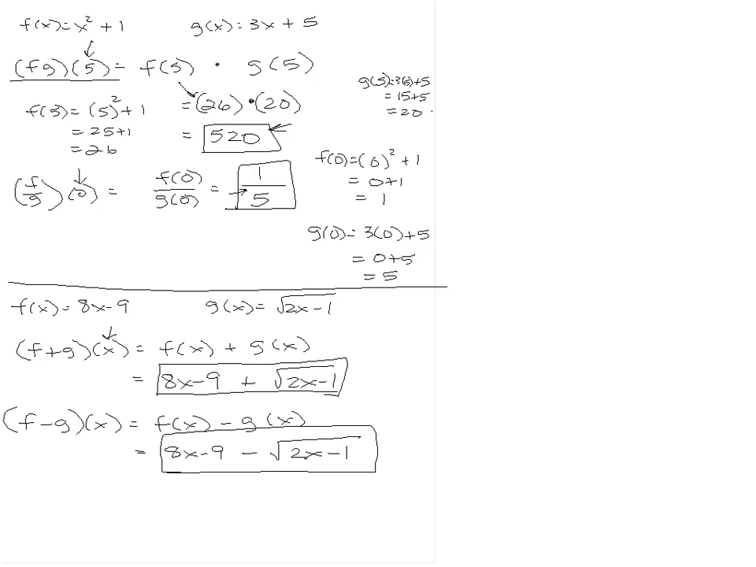Okay? So what if I had f times g of x? Well, that's f of x times g of x. So that's 8x minus 9, that whole thing, times the square root of 2x minus 1. Can't multiply anything, so we'll just leave it. Okay. And then the last one, I need to have a bigger whiteboard, sorry.